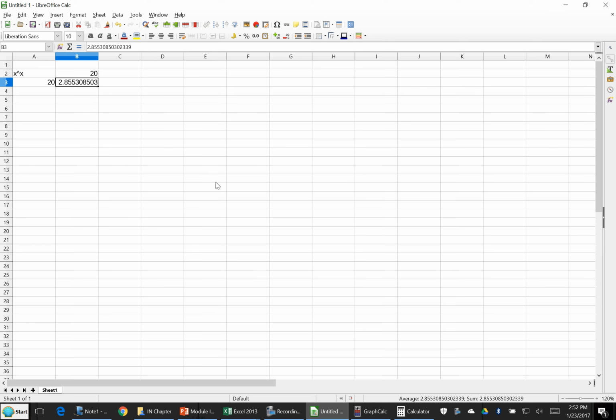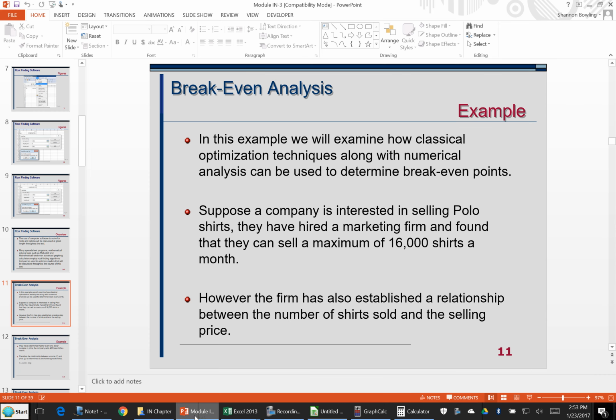So I just want to expose you to another tool that you can use to solve equations or models or whatever it may be. That's going to give you the answer in decimal form, but that may be okay. And for our purposes for the class, it is going to be okay.